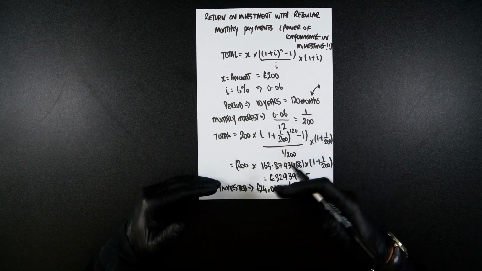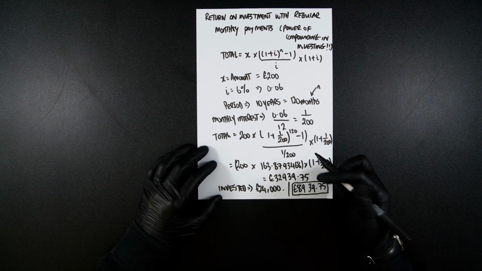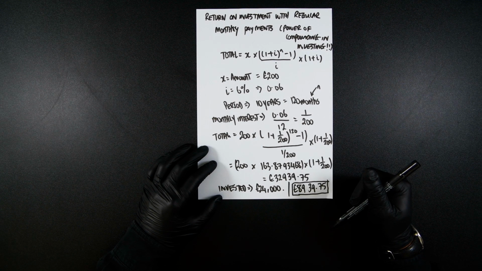So £24,000 invested over 10 years. This could be in dollars or pounds. It doesn't really make a difference. And then the return is going to be 8,939.